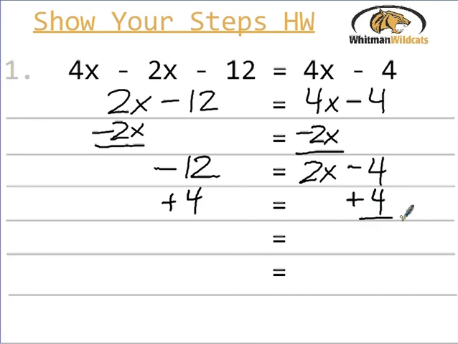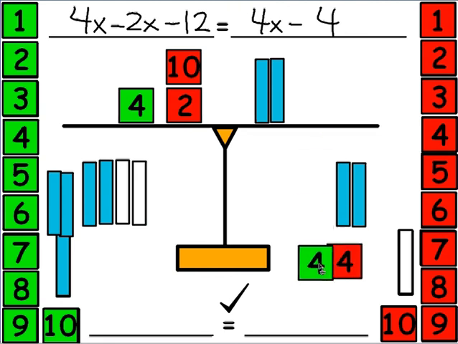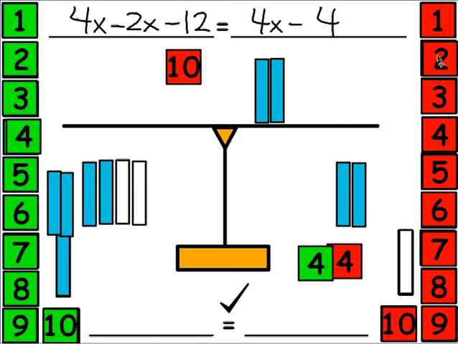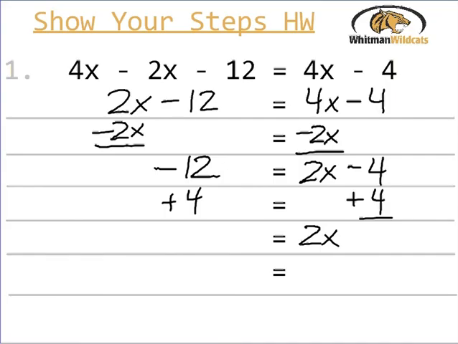Well, negative 4 and positive 4 on the right, that makes 0. So on the right side I have 2x left. If I go back to hands-on equations here, the green 4 and red 4 cancel each other out, so that goes away. So on the right, all I'm left with is 2x. On the left side, negative 12 and the positive 4 means what I really have is negative 8. So 2x is equal to negative 8. On my paper here, negative 12 plus 4 means I have negative 8.